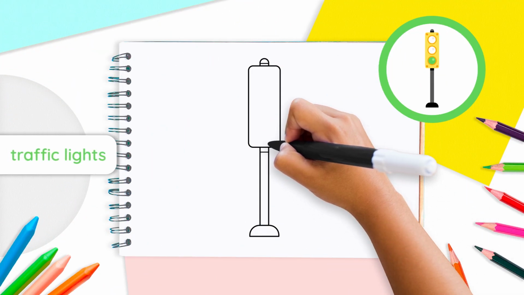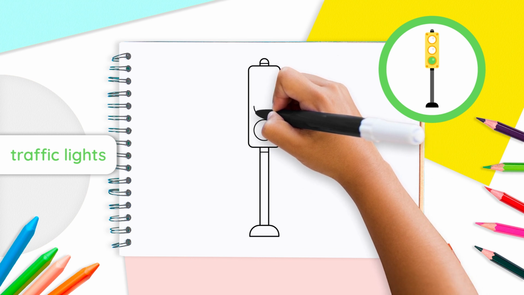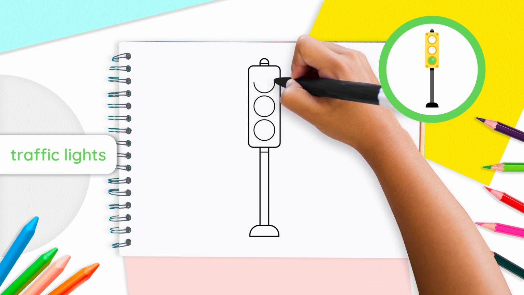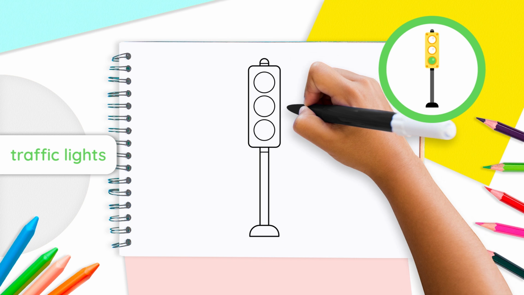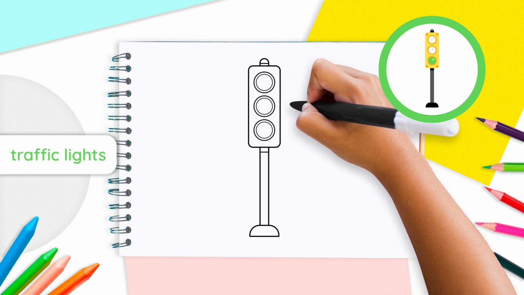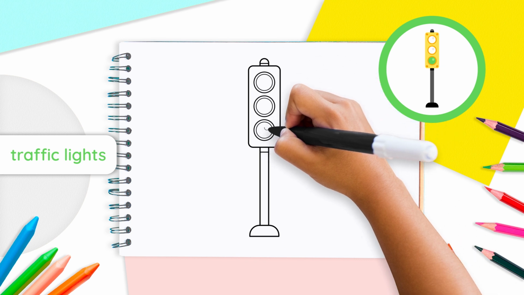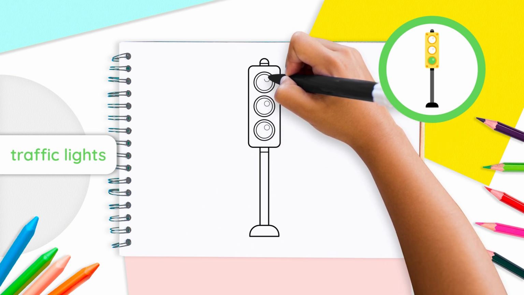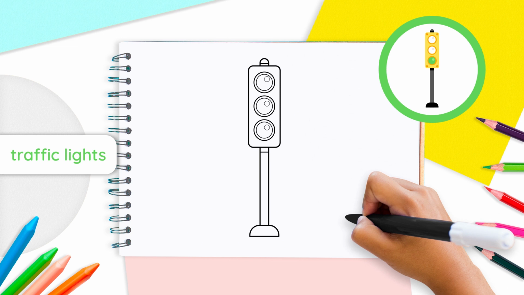Inside our big rectangle, draw 3 circles, one below the other. Now, inside each of those 3 main circles, draw another circle. And inside the upper right part of these smaller circles, draw another much smaller circle to create a glimmer in each light. You just drew the red, yellow, and green lights.